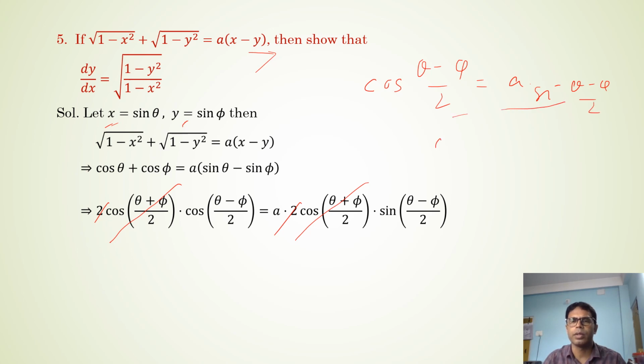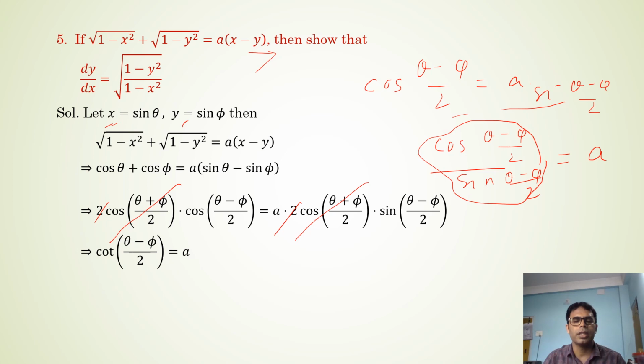If I bring sin of theta minus phi by 2 to the left, then cos of theta minus phi by 2 divided by sin of theta minus phi by 2 is equal to a on the right hand side. So cos by sin is simply cot of theta minus phi by 2. The right hand side already has a, then this cot is taken to the right hand side as cot inverse, and this 2 is taken across on the right hand side. Ultimately I get theta minus phi is equal to this.